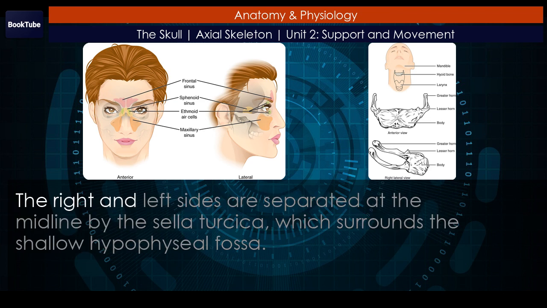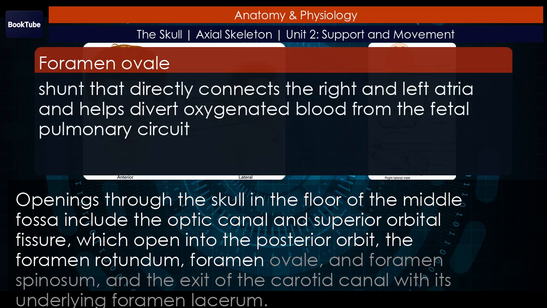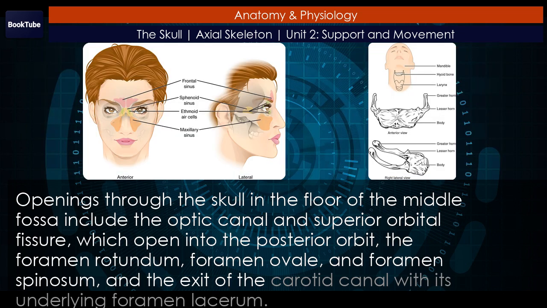The right and left sides are separated at the midline by the sella turcica, which surrounds the shallow hypophyseal fossa. Openings through the skull in the floor of the middle fossa include the optic canal and superior orbital fissure, which open into the posterior orbit, the foramen rotundum, foramen ovale, and foramen spinosum, and the exit of the carotid canal with its underlying foramen lacerum.